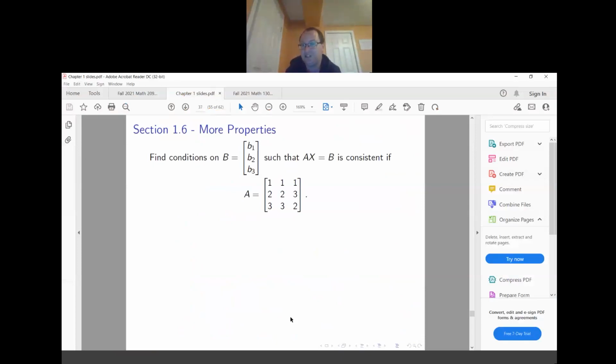So find conditions on B so that this is consistent if A is this matrix right here. It's certainly not obvious that A is not invertible. We'll certainly see that along the way. But if A is not invertible, we know it's consistent for some and inconsistent for others. So this question is about finding the B's for which it is consistent. I'll give you a couple minutes, give this a try, and then we'll talk about it together.